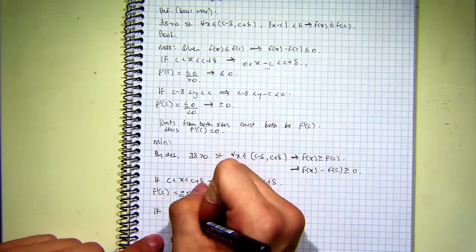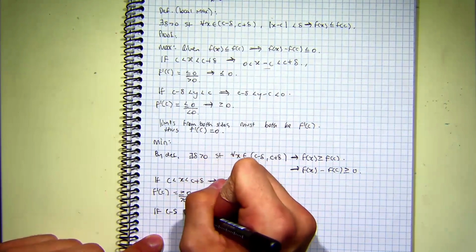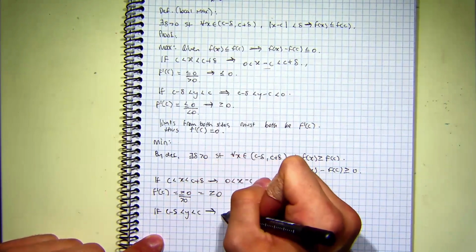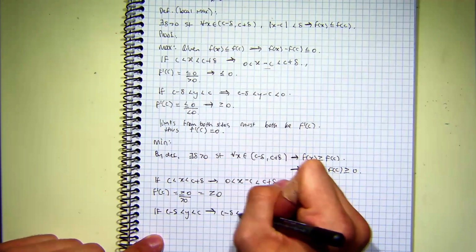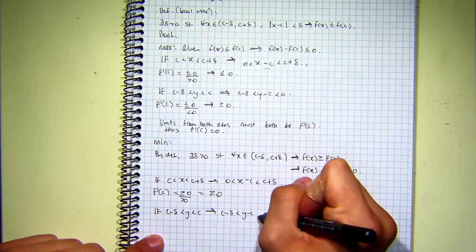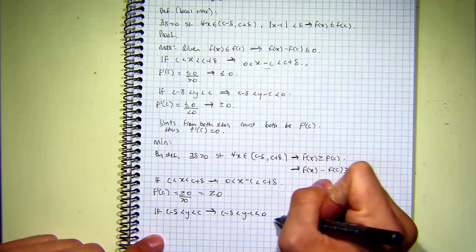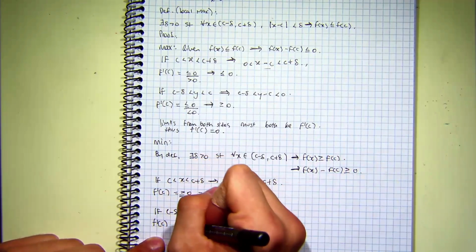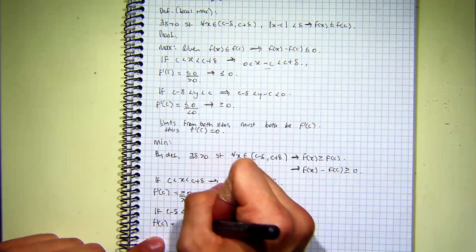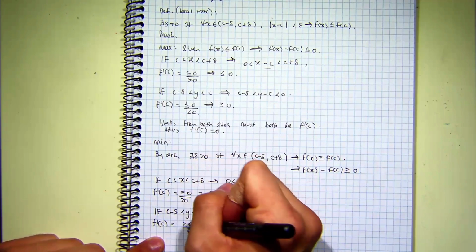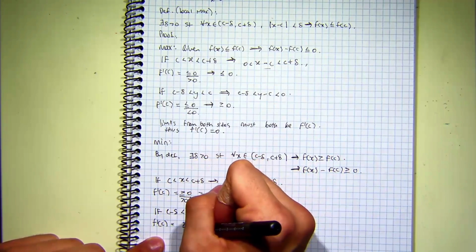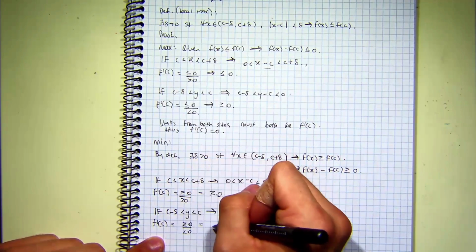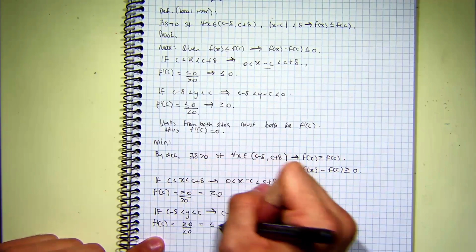Now for the next case, if c minus delta is less than y, which is less than c, this implies that c minus delta is less than y minus c, which is less than 0. And given the above case, the numerator will be greater than or equal to 0, but the denominator will be less than 0. And intuitively, this means that the derivative itself will have to be less than or equal to 0.